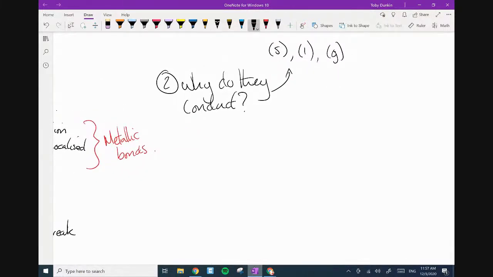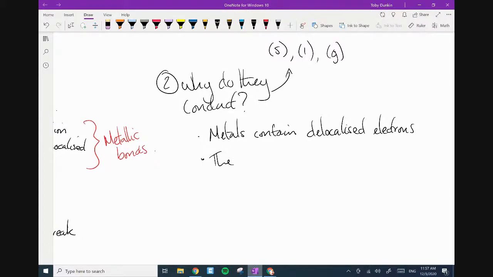So why do they conduct? Metals contain delocalized electrons. These electrons are free to move and flow through the structure.